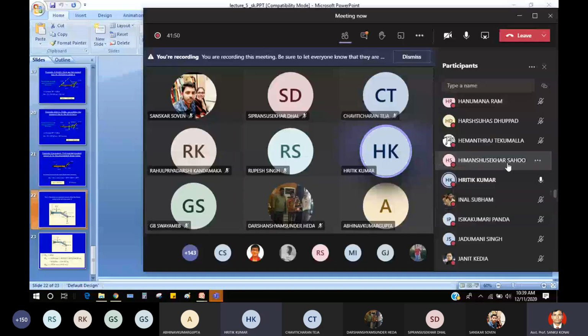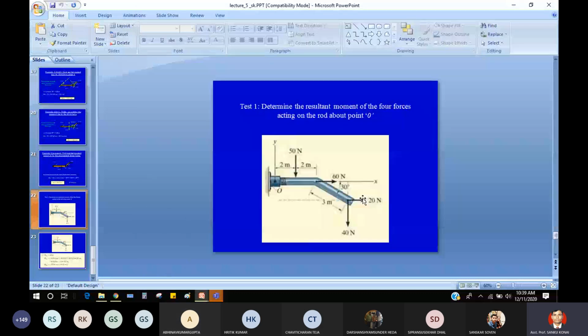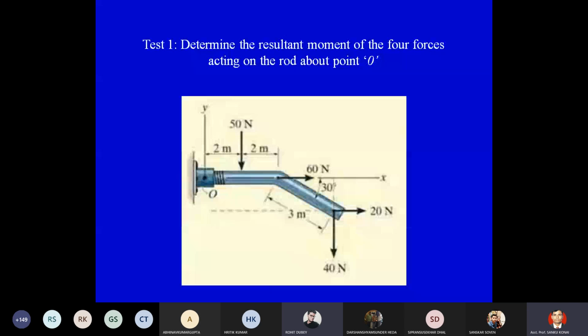Rohit Dubey, tell me. Ritik, you mute your mic. Rohit Dubey, tell me what is the moment of this 60 Newton force? So there will be zero moment about point O. Fine. You mute your mic. Okay. Thank you, sir.